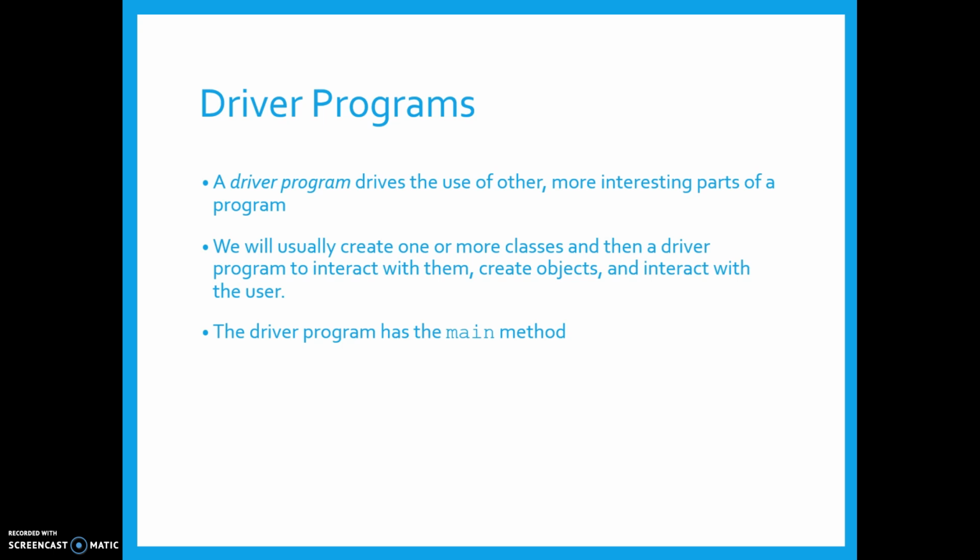Now, a driver program essentially drives the use of other more interesting parts of a program. So typically what we're going to do is we're going to create at least one, if not more, classes. And then we're going to have a driver program that will essentially interact with those classes. So the driver program will create objects and interact with the user. And the driver program is unique because it has the main method. This is the only Java file within the ones that are working together that will have that main method. And that is the code that the computer executes when you go to run the program. It runs the main method.